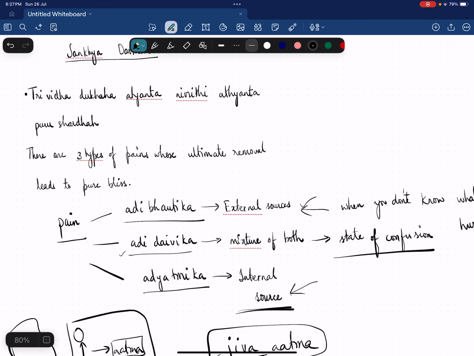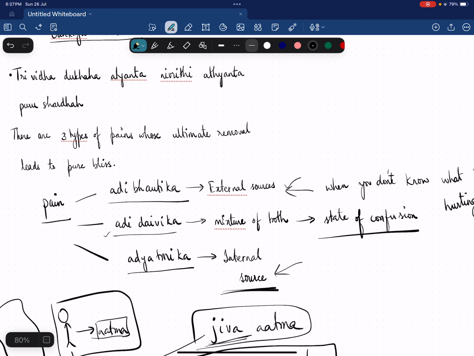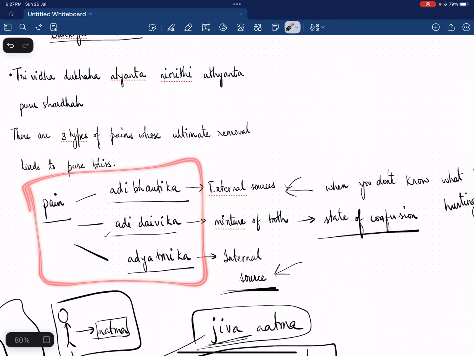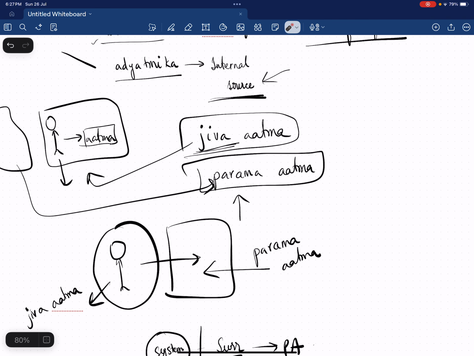So what do we take home right now? 5 words. One is we take home Adibautika, Adidaivika, Adhyatmika. These are 3 kinds of pain. Now, how do you linger around in Sankhya darshan? Basically, you are Jivatma. Everything that is not you is Paramatma.